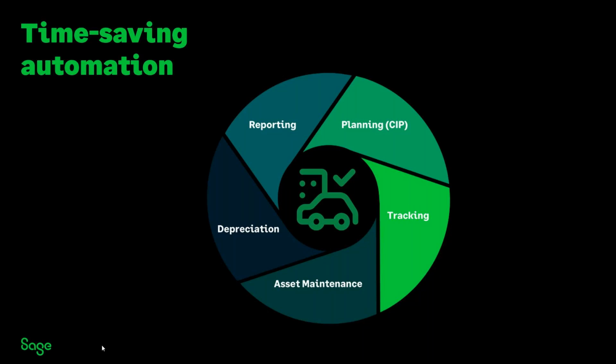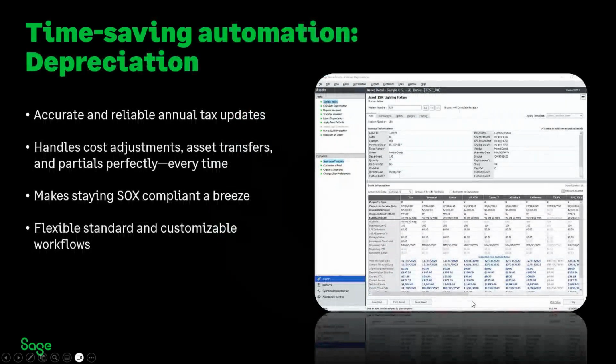As we move forward to the next slide, you'll see that also in here, we have what we call our modules. Now, we have 4 different modules in the Sage Fixed Asset Suite. Let's talk about the depreciation module and how this actually saves you time.